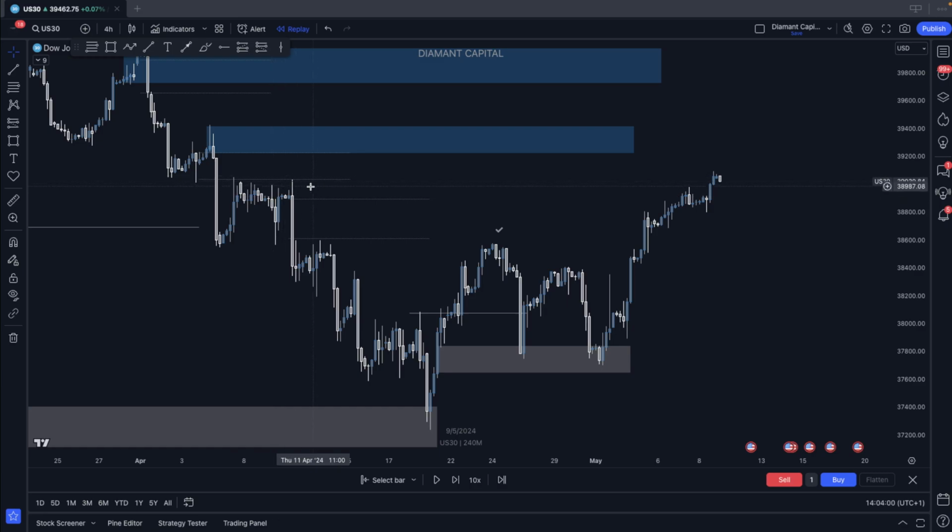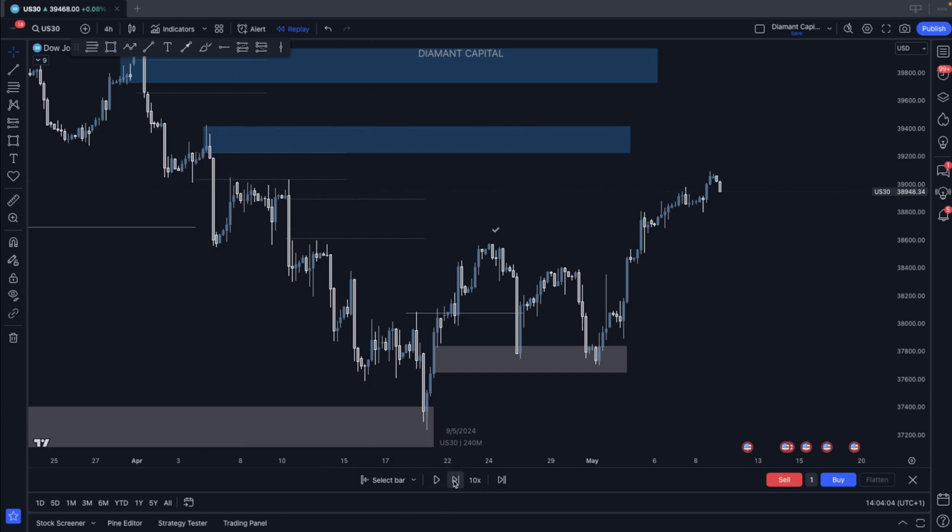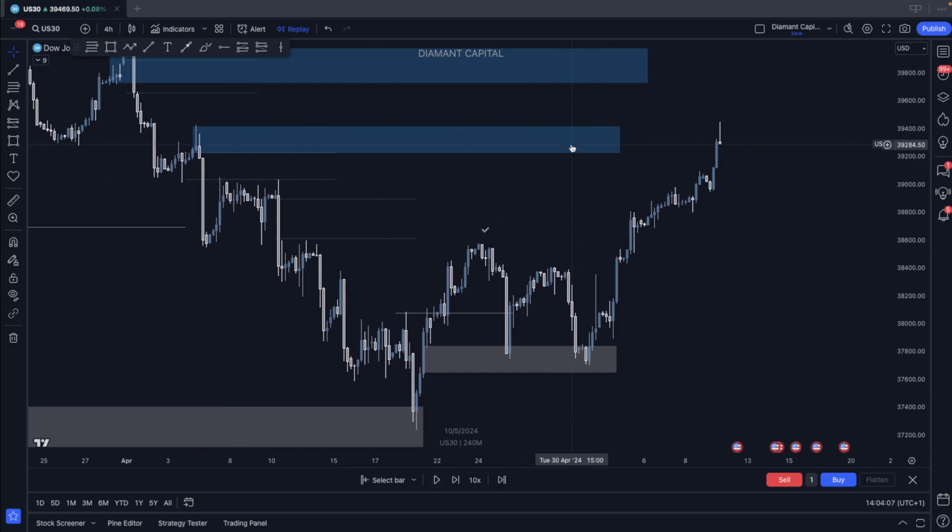So this area is now completely invalid. We look at the next zone. As price starts to continue, boom, this area is now invalid as well because we've actually broken through it and closed above. So again, this area is invalid. We're still looking for buys.